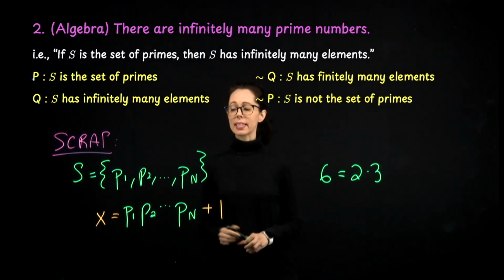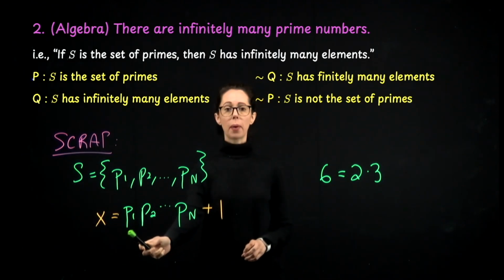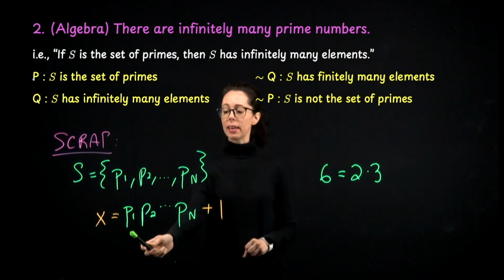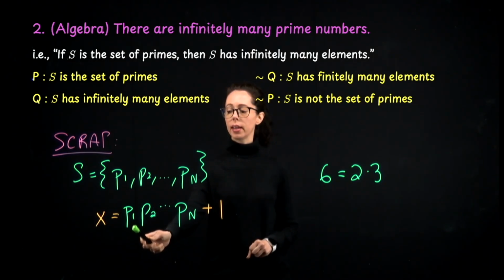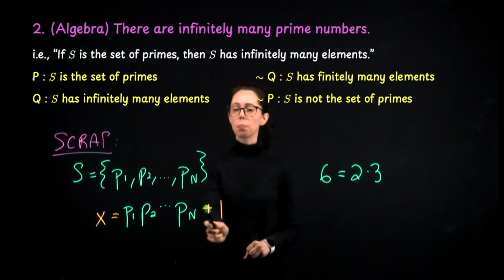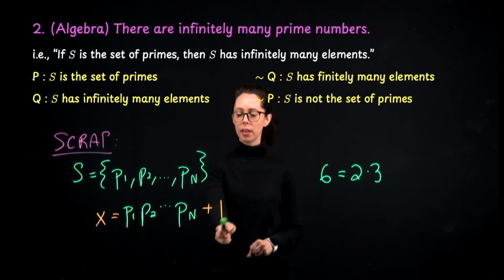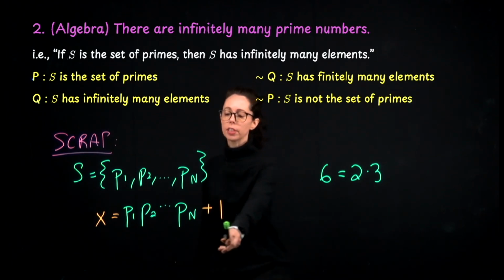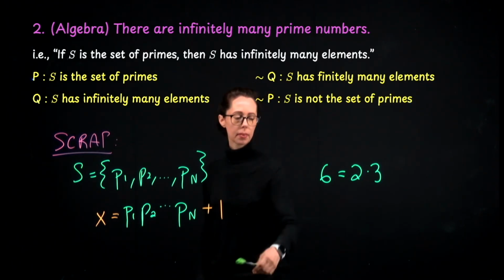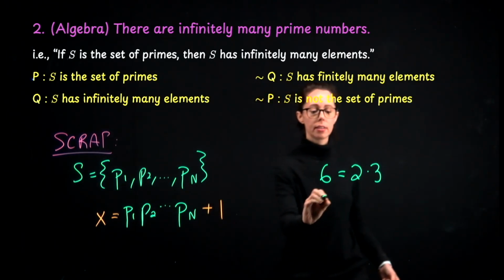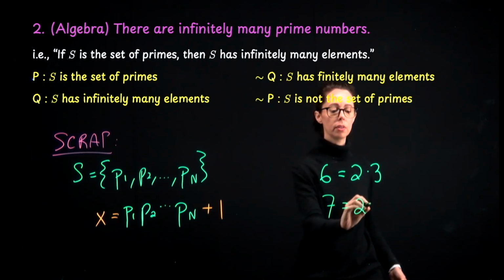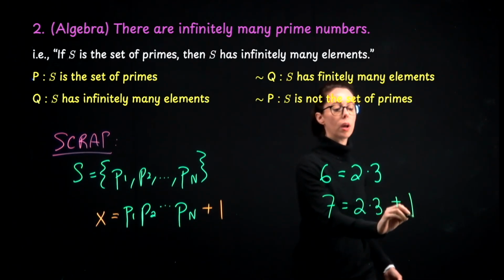What happens is that x is not divisible by p1, say, because if I tried to divide it by p1, it would be p1 times the rest plus a remainder of 1. So this is like a remainder after division by any of these primes. You can compare it here to 7 equals 2 times 3 plus 1.